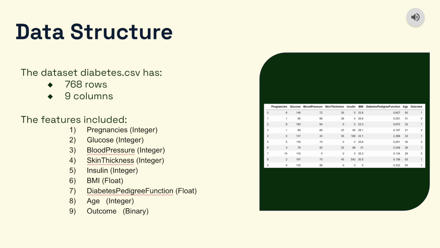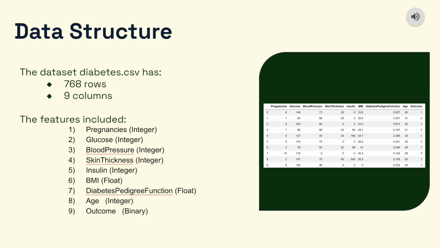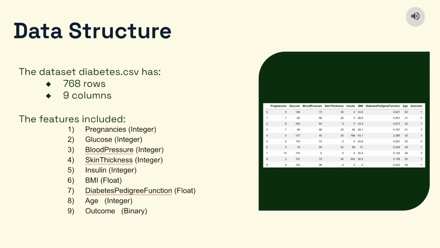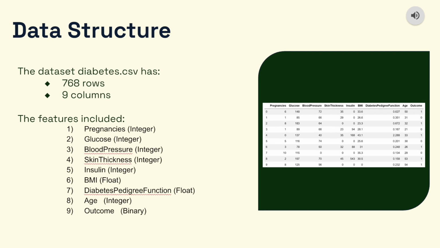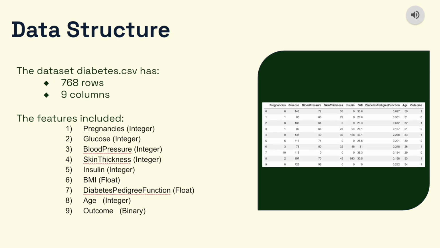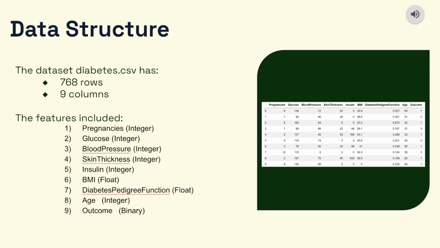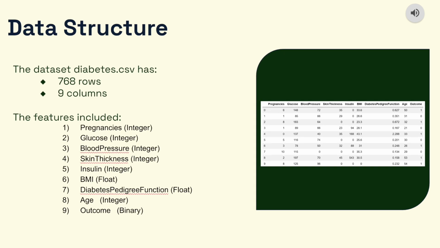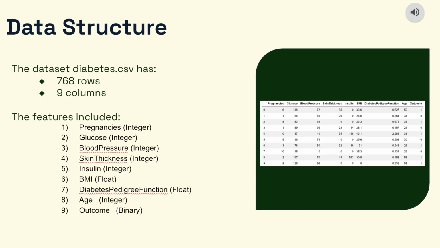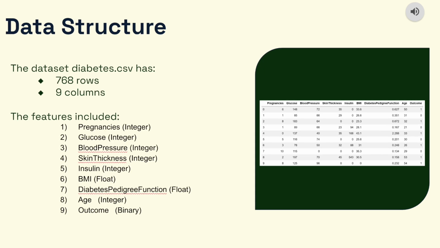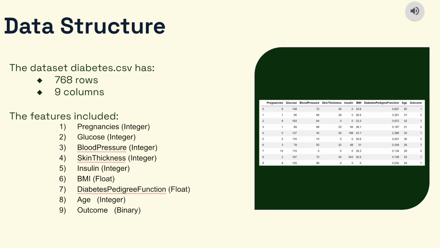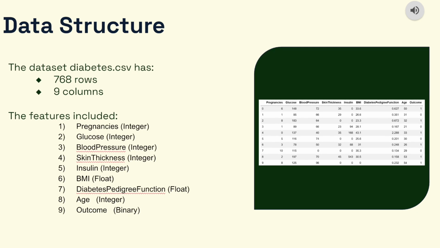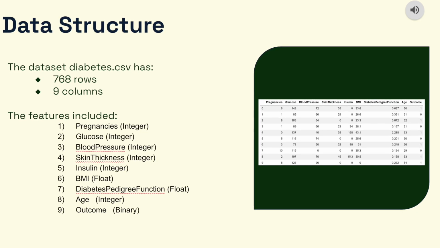We first analyzed the structure of the dataset, diabetes.csv. This dataset contained 768 rows and 9 columns. The columns included features such as pregnancies, glucose, blood pressure, skin thickness, insulin, BMI, diabetes pedigree function, age, and outcome. The first 8 columns were numeric, and the 9th column was a binary feature with zeros and ones.